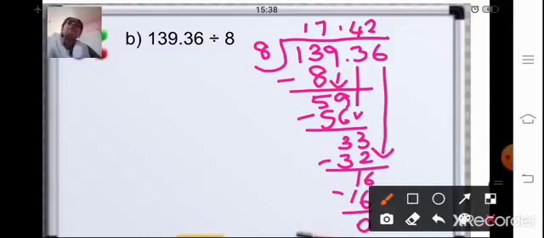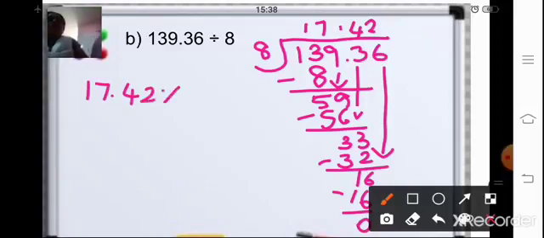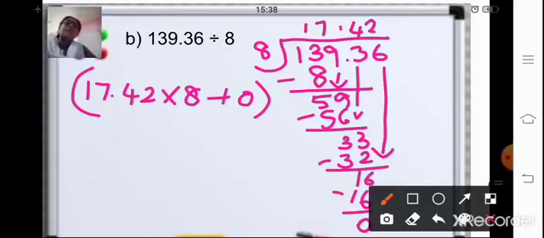Now the second part is you have to verify it using the formula, that is dividend is equal to divisor into quotient plus the remainder. Now what is your quotient? Your quotient is 17.42 multiplied by 8 plus your remainder, that is 0. Now when you simplify this, you should get your dividend as the answer. When you get the dividend as your answer, that means your division is correct.